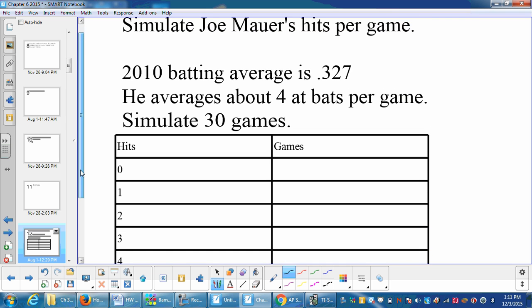So the first thing we want to do here is assign digits for .327. This is a little bit more complicated than heads or tails. But I would say numbers 1 through 327 means he gets a hit. Then 328 to 1000 means that he gets out. So these take into account the .327 average.